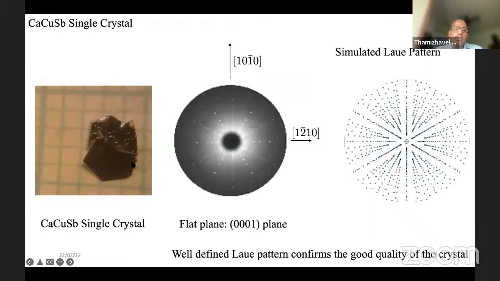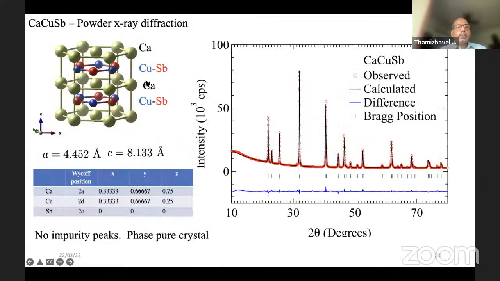And the first thing we did was we confirmed these single crystals using Laue diffraction. This Laue diffraction shows the 0001 plane of this hexagonal system, and the well-defined Laue diffraction pattern confirms the good quality of the single crystal. You can see that the experimental and the theoretically observed patterns are exactly matching, confirming the 001 plane as the flat plane of the crystal. So this is the crystal structure of this calcium copper antimony.